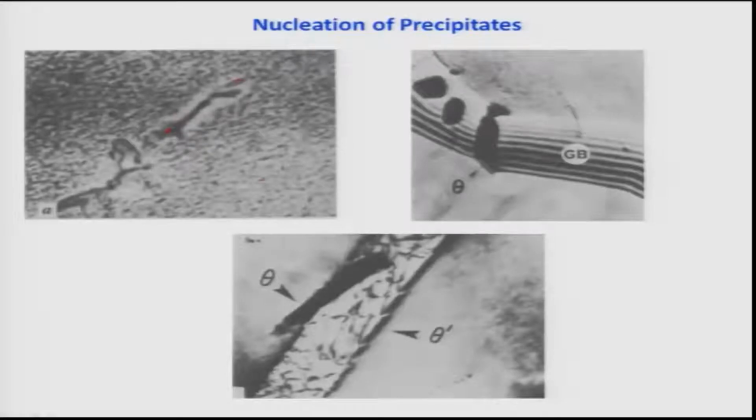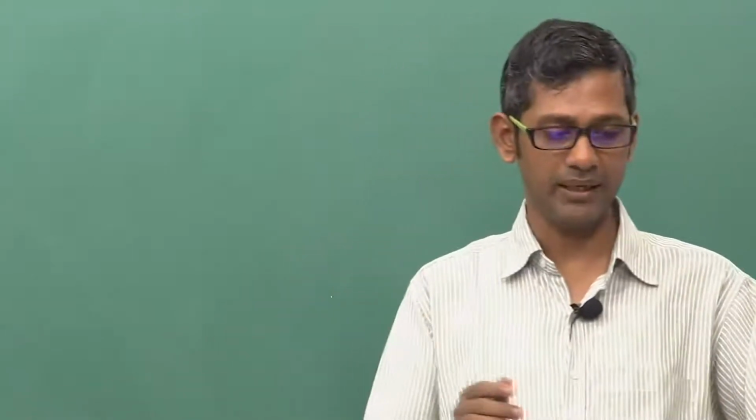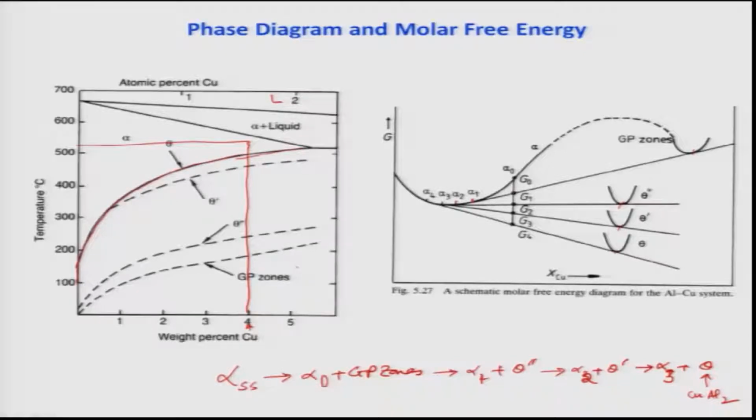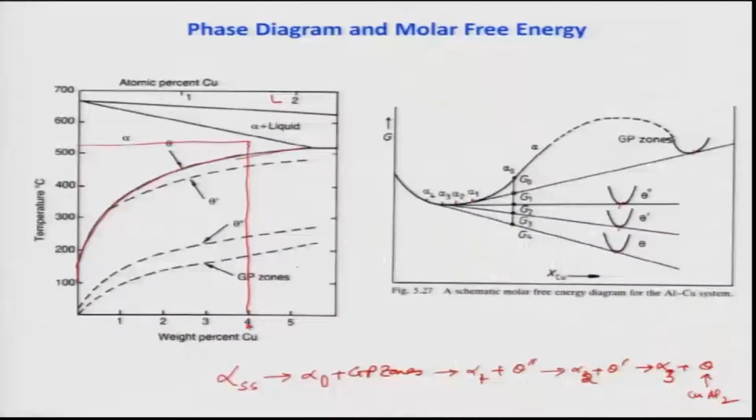That is one part, and now I just want to go back and discuss with you some more things about these precipitations. As I said, GP zones actually can form in a very logical manner. Using this data we can generate a time temperature curve, and let us do that. This is there actually on the phase diagram. First I will draw the phase diagram and then I will draw the rest of the things to show you how things actually happen. So, let me just do it on the board.